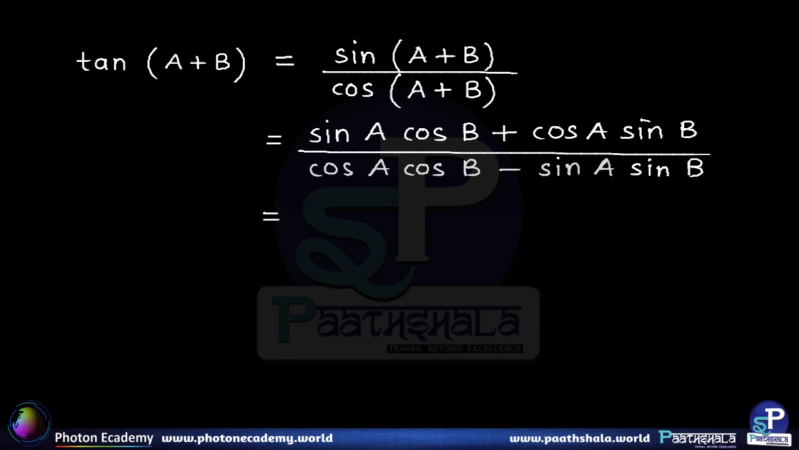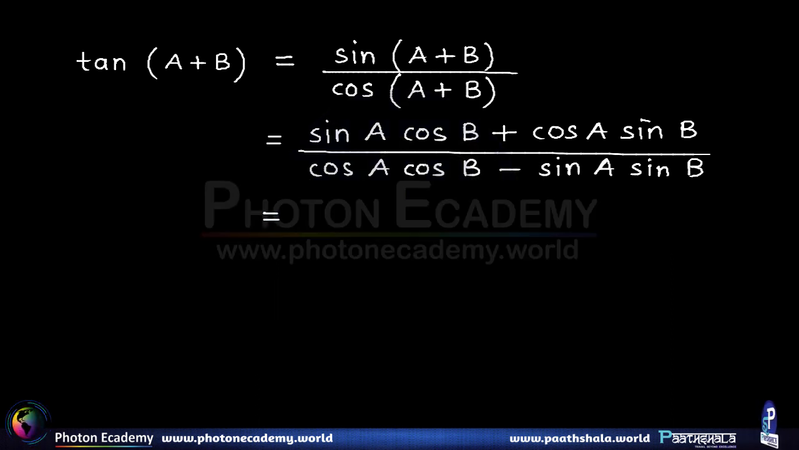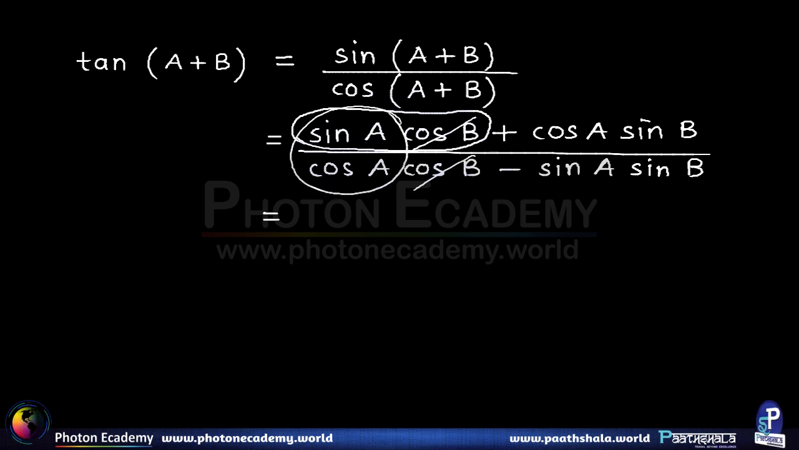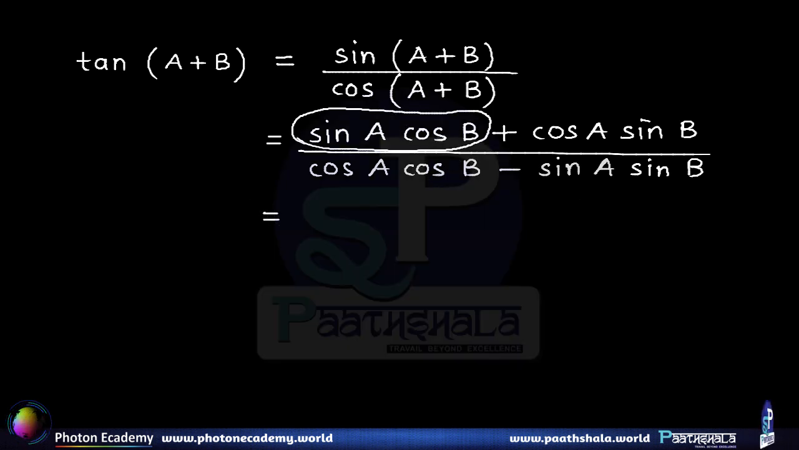Now we apply another intelligent trick, that is, look at this particular term cos a cos b. We divide both numerator and denominator by cos a cos b. So what happens is when we divide the first term in the numerator, which is sine a cos b, by cos a cos b, the cos b will get cancelled and we will be left with sine a upon cos a, which is nothing but tan a. So in the numerator we get tan a as the first term.